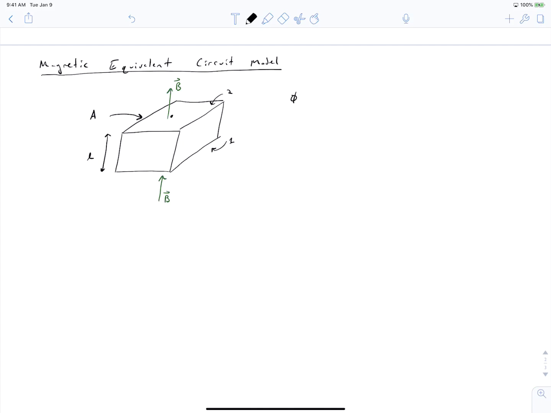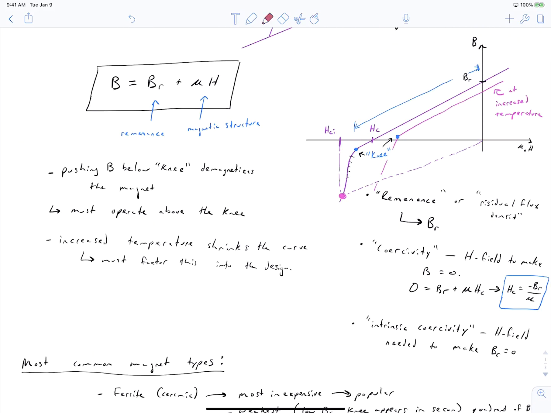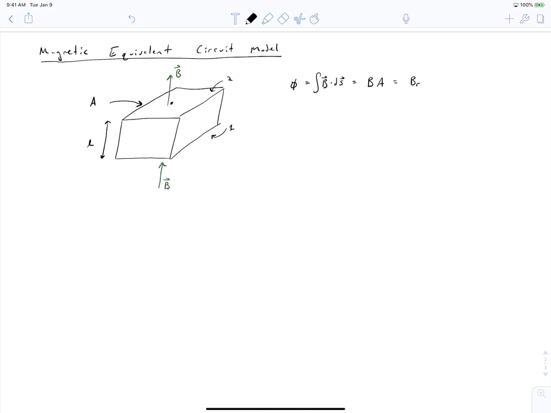And so we can write that our total flux in the flux tube is equal to the integral of B dot dS, which is just equal to our magnetic field times our cross-sectional area. And if we plug in our magnetic field equation, we get the following expression. And if we work on this a little bit, we can notice that this first term here is our remnant flux density times our cross-sectional area, and that looks like a flux. We'll call that flux phi R, so our remnant flux.